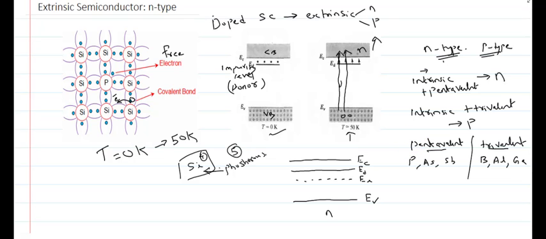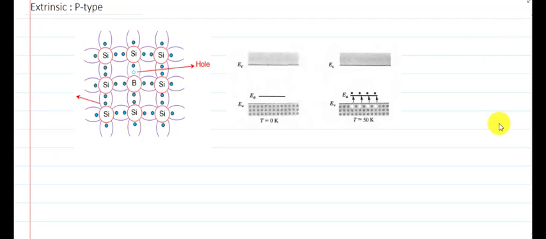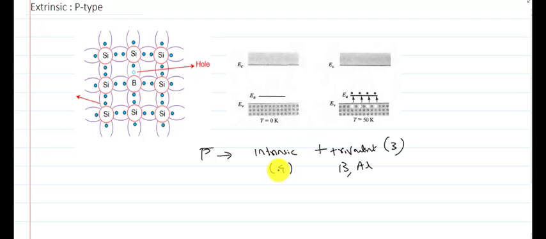So next one is the p-type semiconductor. The p-type is obtained by doping an intrinsic semiconductor with trivalent impurities, like boron, aluminium, gallium, etc. Here boron atoms are added to the silicon crystal. The valency of the trivalent impurities is 3 and the valency of silicon is 4.